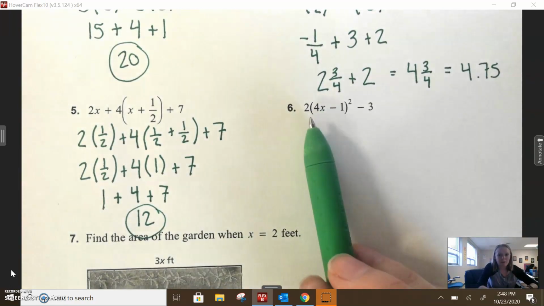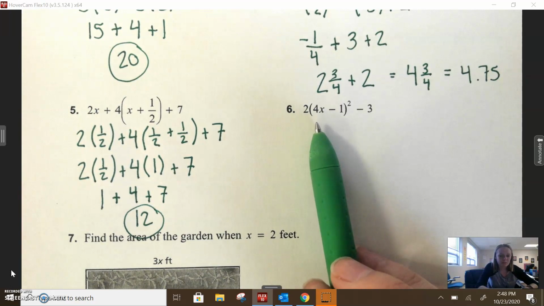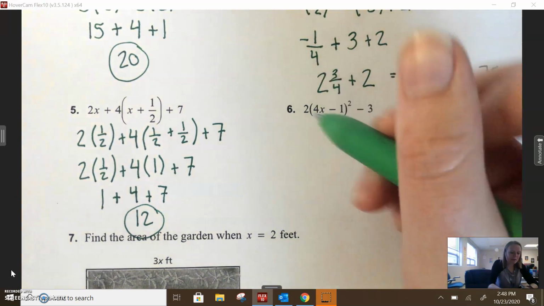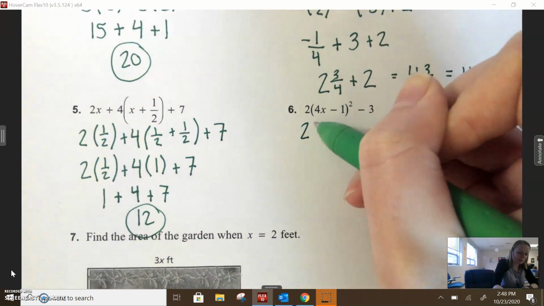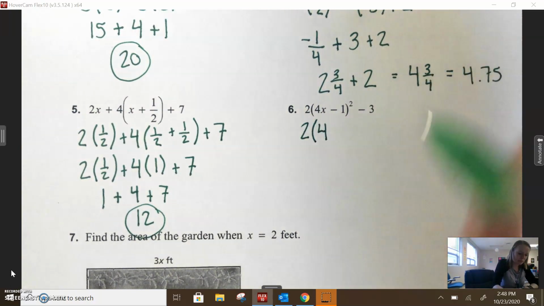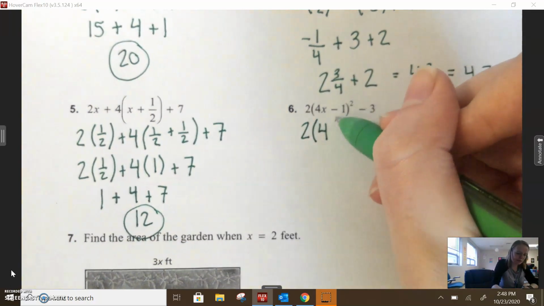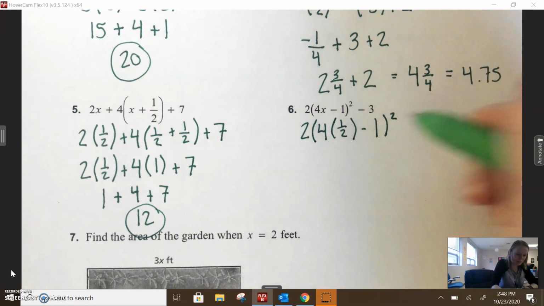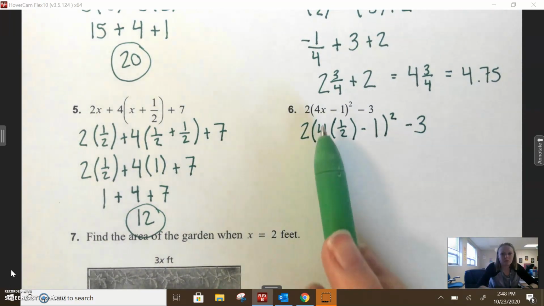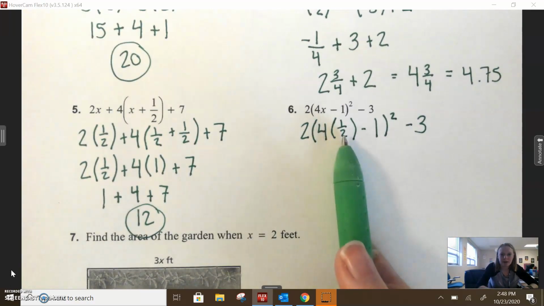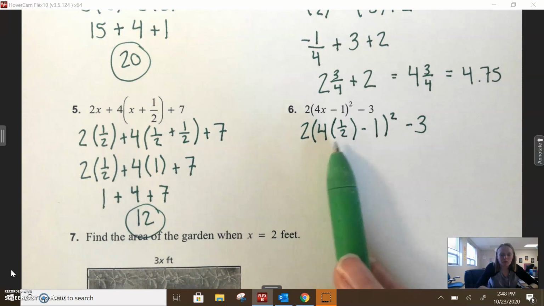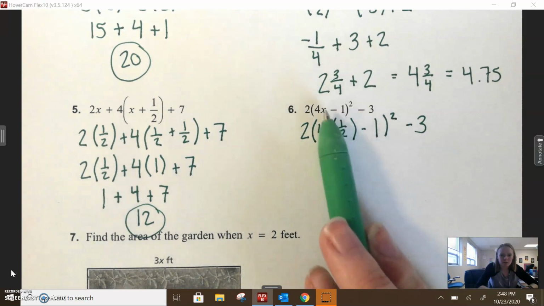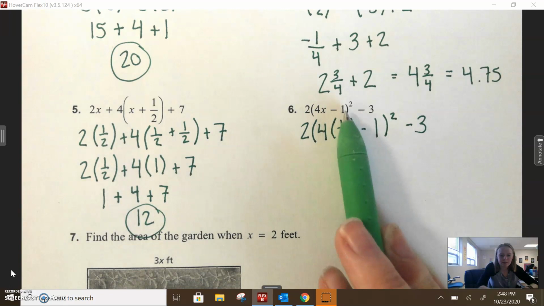All right, number 6. This one is also not too bad. We just have to write this out again. So it's still 2 times the parentheses, which is 4 times 1/2 minus 1, and I'm squaring that, minus 3. So all I did was replace that x with our 1/2. So order of operations says we have to do our parentheses first. So we really need to solve the 4x minus 1 first.